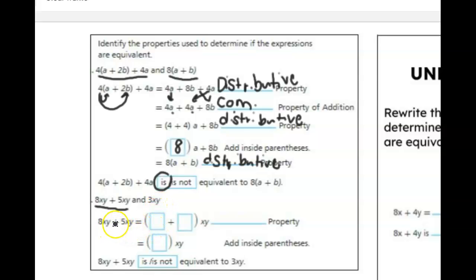The first thing that they did here is they took the X and the Y, since it's the same on both of them, and put that on the outside, and we're going to leave the 8 and the 5 because we can't do anything with that. And this is the distributive property. We're going to add 8 and 5 together, and when we do that, we get 13. And 13xy is not the same as 3xy.